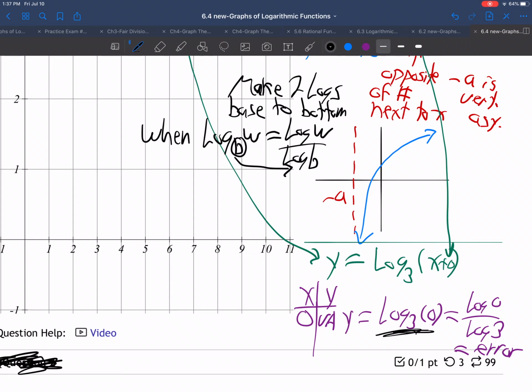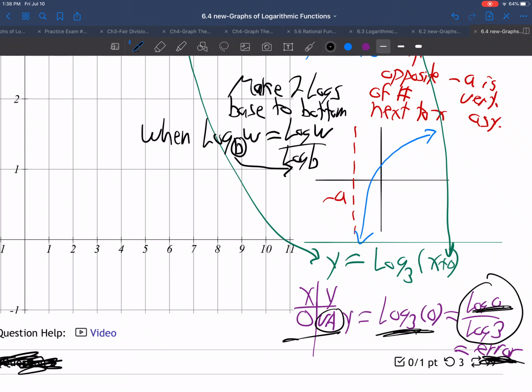You don't have a log base 3 button on your calculator, so you make it into 2 logs. The base one goes to the bottom. Hit the buttons on your calculator. Now we already said log 0 is, you can't do that. That's an error, which means that's where the vertical asymptote is. That's why I'm writing VA here. It means vertical asymptote because we got an error.